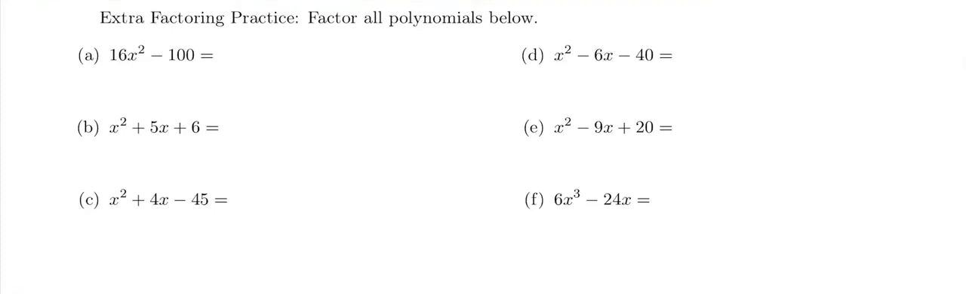Let's use our factoring methods to look at these practice examples. So our first example here, we have 16x squared minus 100. First of all, I have a binomial, something with two terms. So I can either pull out a greatest common factor to start, which is an option, or I could see if there's a difference of two squares.